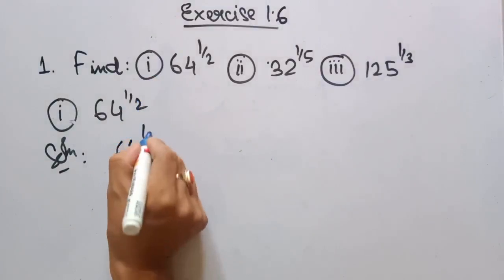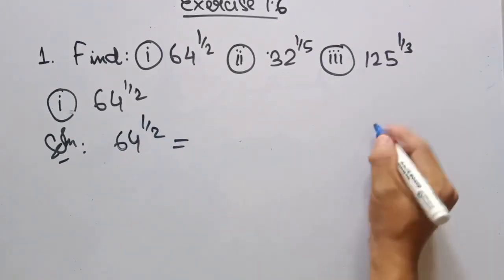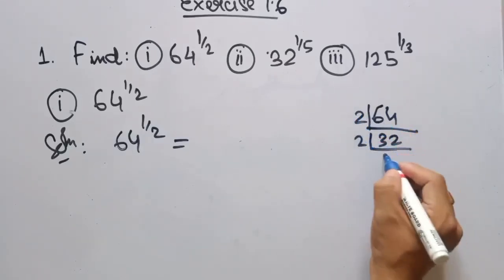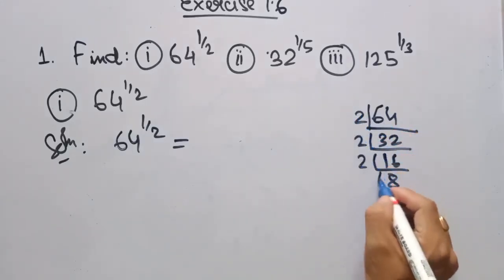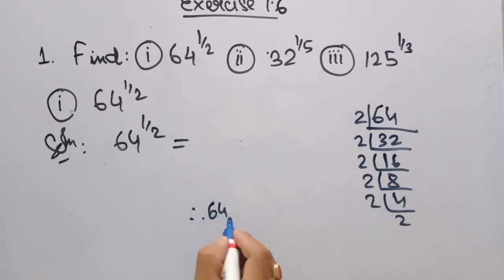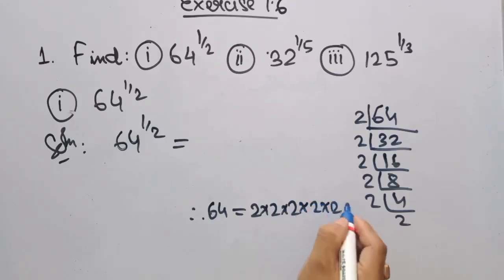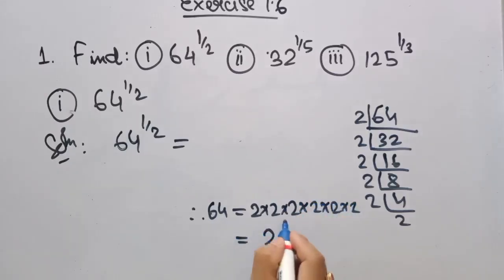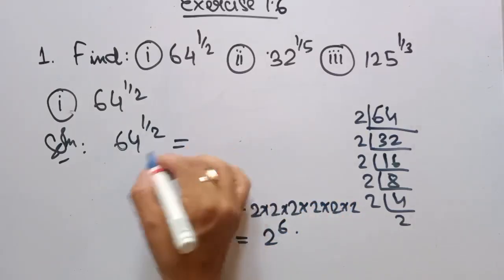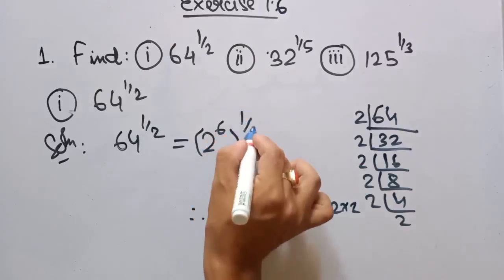Solution: 64 to the power 1 by 2 equals, first let us prime factorize the number 64. 2 times 32, 2 times 16, 2 times 8, 2 times 4, 2 times 2. Therefore 64 can be written as 2 into 2 into 2 into 2 into 2 into 2, that is 2 to the power 6. So 64 is equal to 2 to the power 6. So therefore 64 to the power 1 by 2 can be written as 2 to the power 6, to the power 1 by 2.